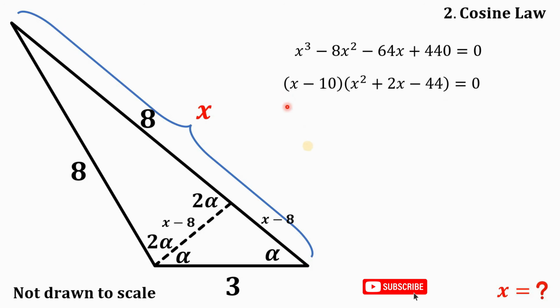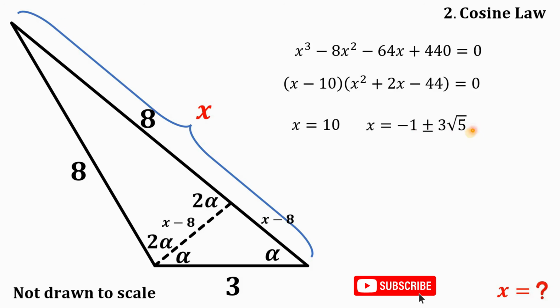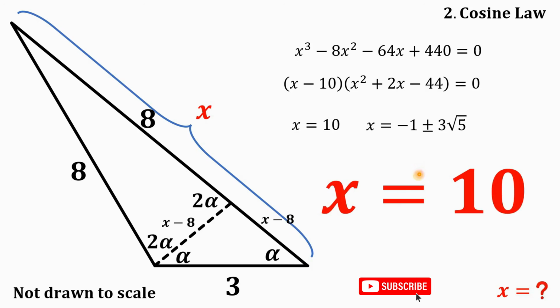Now, we get that x equals 10 on the first factor, and on the second factor, we get that x equals negative 1 plus or minus 3 times square root of 5. x cannot be a negative number for sure because this is a side length. And also, this x cannot be less than 8. This one, negative 1 plus 3 times square root of 5, is clearly less than 8. In short, the only acceptable value for x is 10. And that is our answer to this question.